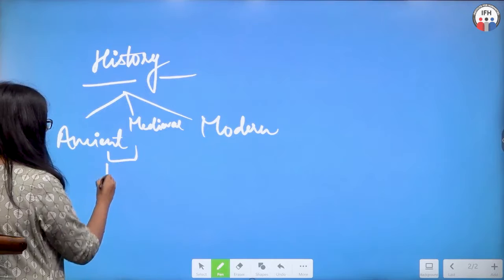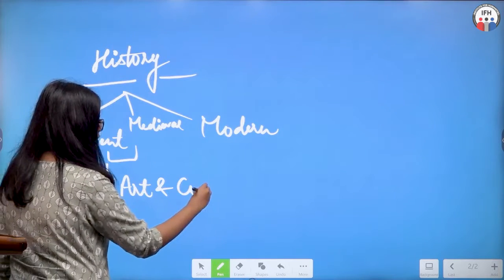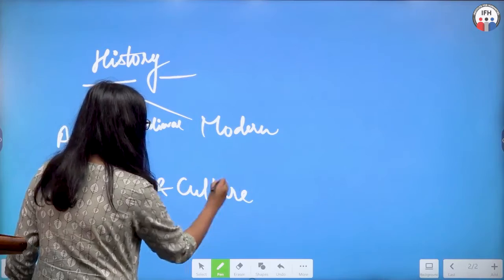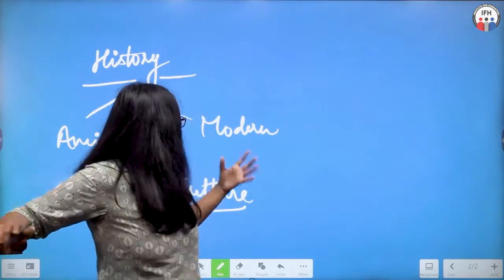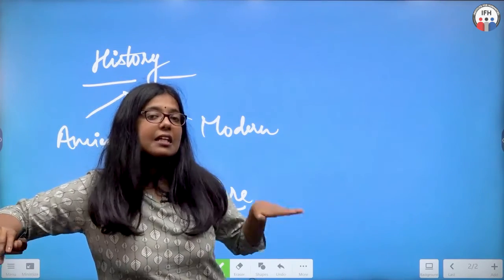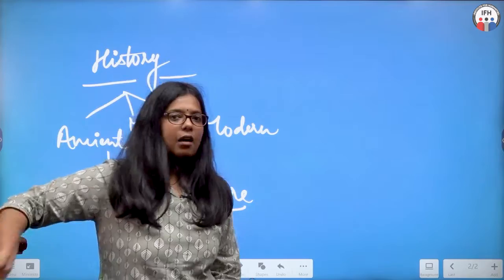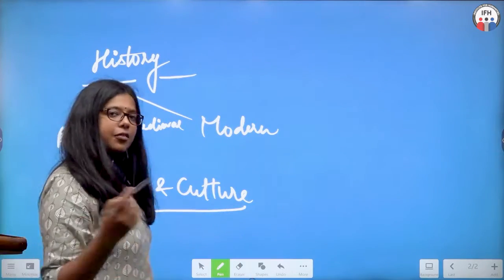Here in ancient only, we will also do art and culture part. We are not doing it separately. With each lecture, I'm going to talk about what kind of art and culture prevailed in that particular era. So see, these are the divisions that we'll be discussing.